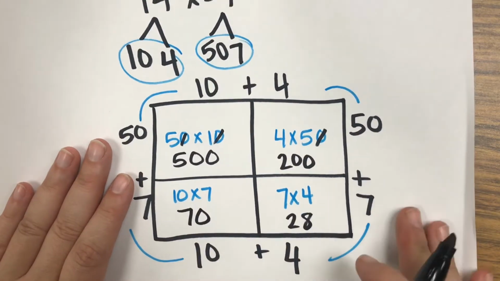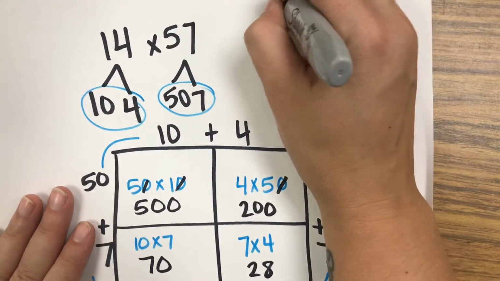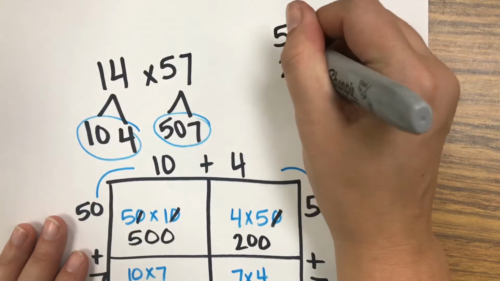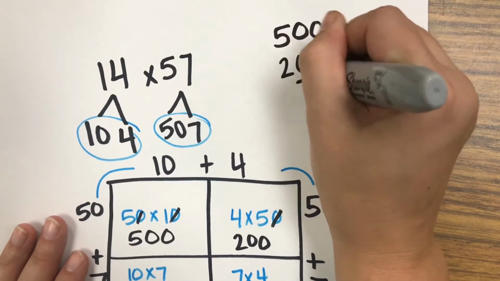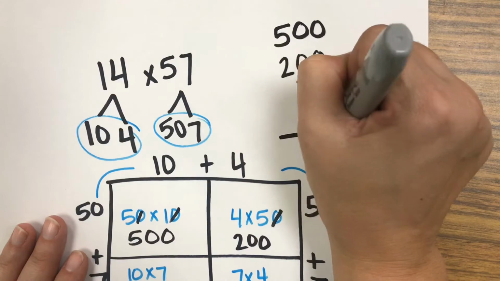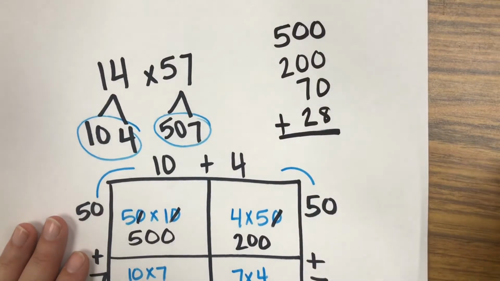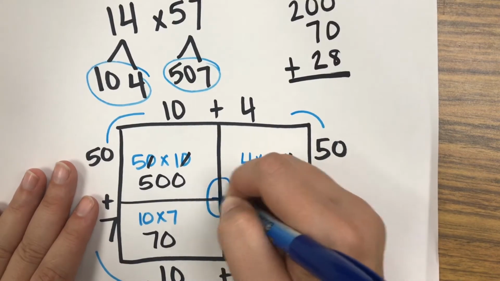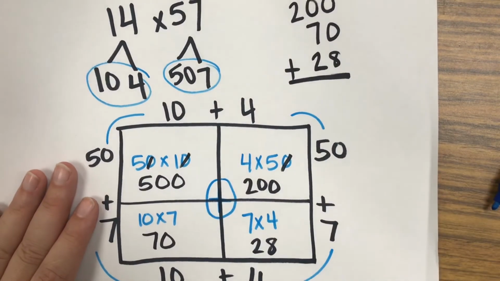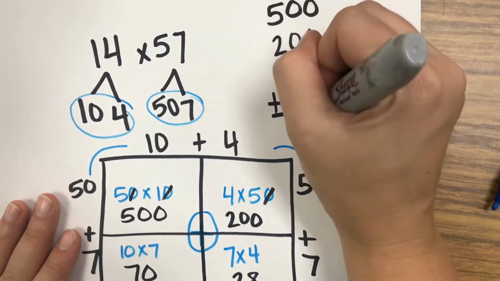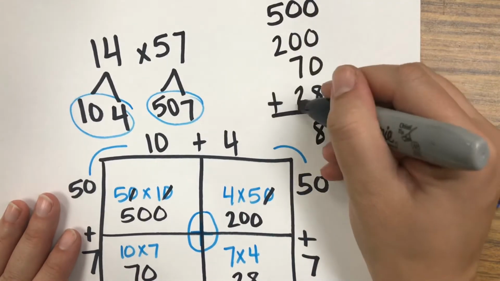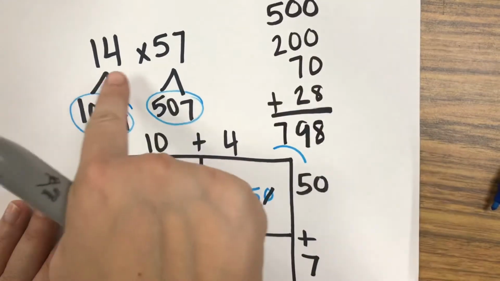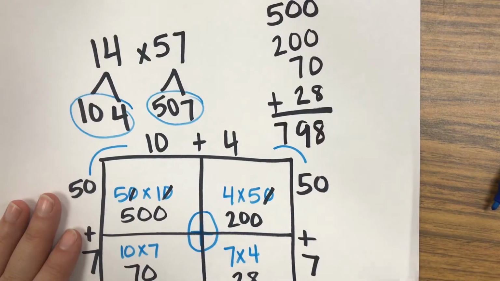I pulled it apart, now I must put it back together, so I'm going to scoot up here and create my addition problem, starting with 500, then 200, and 70, and 28, and I am going to use addition to put them back together. An easy method to remember the addition is right here in the center of my rectangle is actually a big plus sign, so you're going to add those all back together. Okay, so in my ones place is an 8, 7, 8, 9, and then my last place is a 7. So the answer to 14 times 57 is 798.